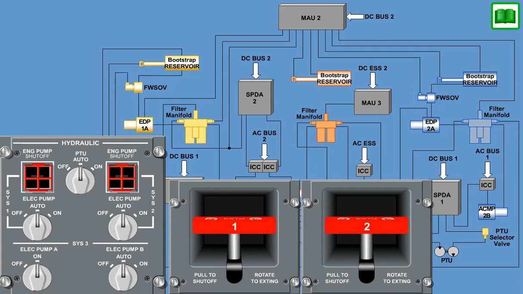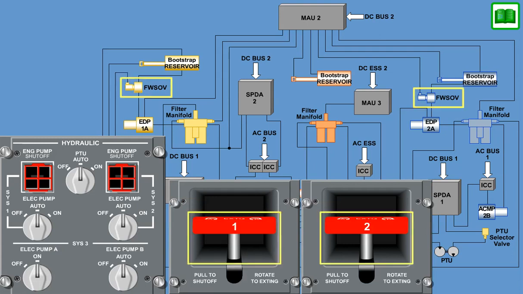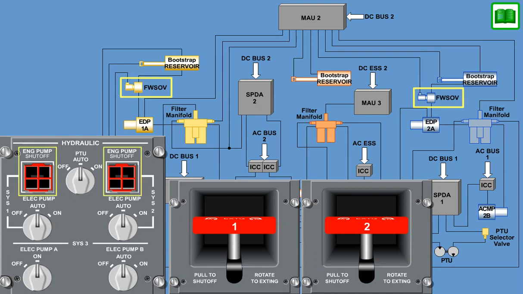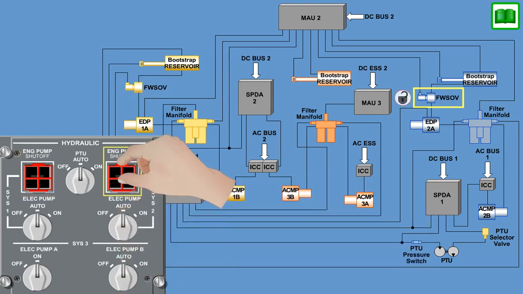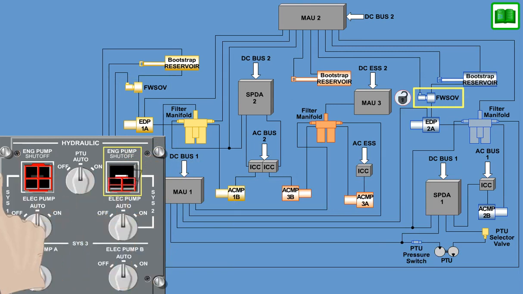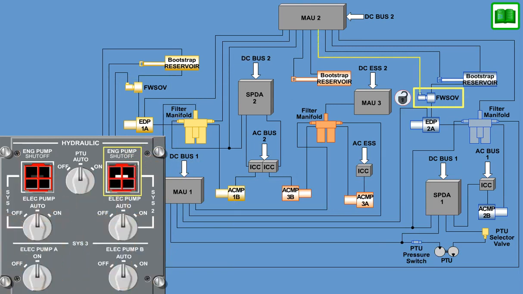The firewall shutoff valves can be controlled either by the fire handles located on the overhead panel or by the engine pump shutoff push switches located on the hydraulic system control panel. Operating one of the two firewall shutoff switches will provide electrical power to the shutoff valve motor, and the valve will close, shutting off hydraulic flow.